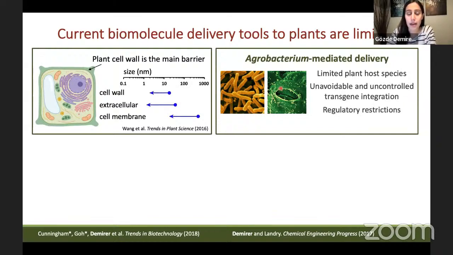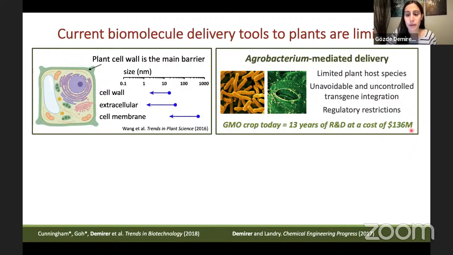And that DNA cargo that we deliver gets inserted somewhere randomly in the plant genome, which causes a lot of regulatory restrictions. So the current GMO crops we have in the market today, on average, took 13 years of research, and it had a very high cost of 136 million.